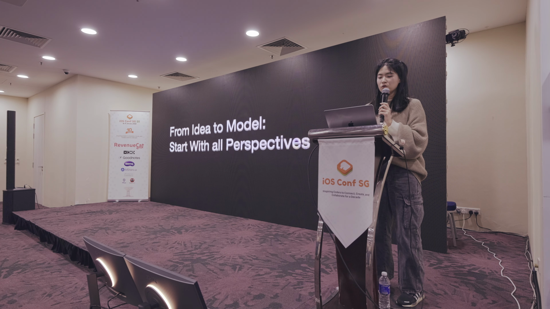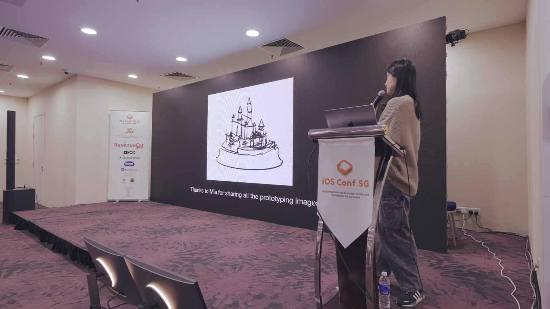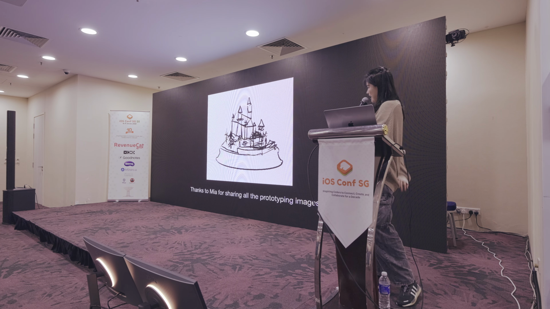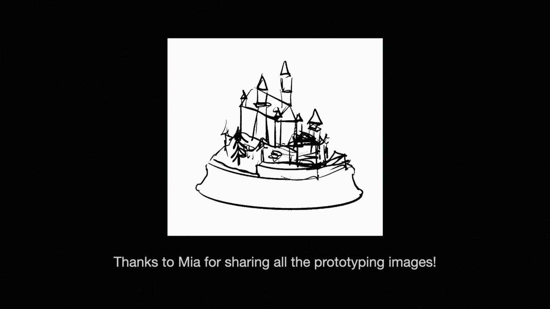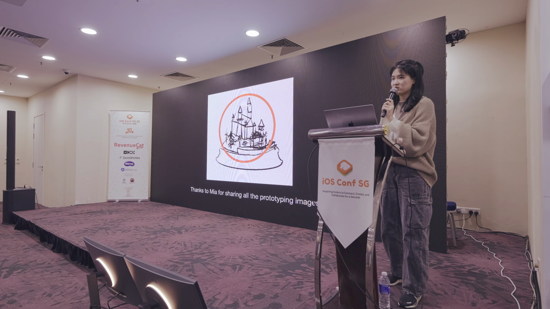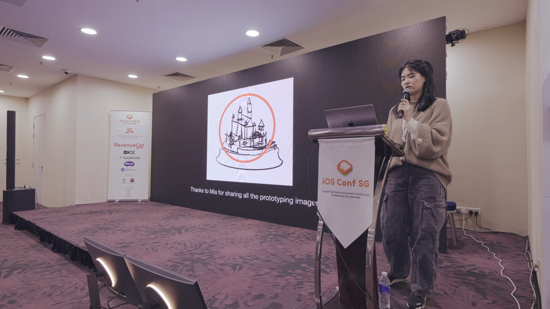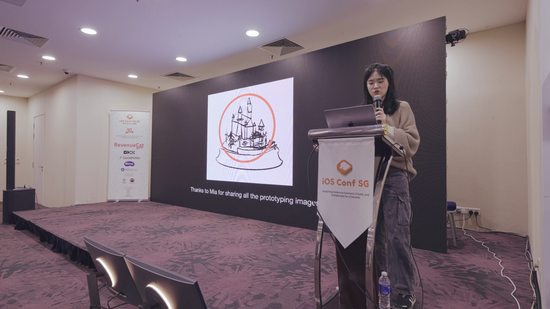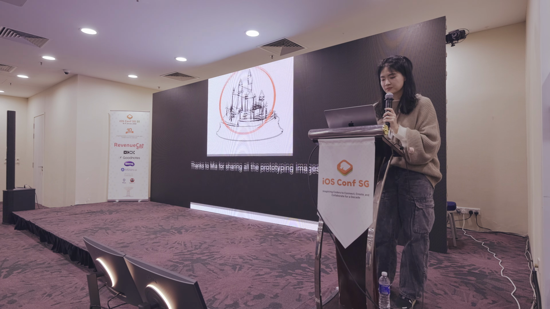So I will show you our example. This is from my amazing teammate Mia. She shared all this picture with me. And this was our first prototype image. So this is the snow globe. And after we draw this, we realized this wouldn't work because a snow globe is a sphere. It's a perfect sphere. So if we have our castle to be so big, then we won't be able to put anything else in it. So we need to iterate.